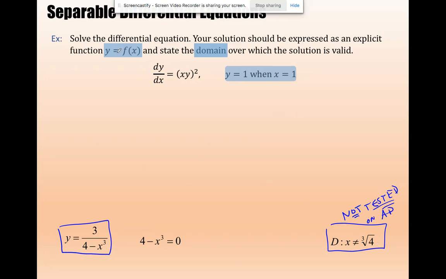AP does sometimes ask you to get y by itself, so make sure you pay attention to those directions. AP does sometimes say solve the differential equation, even knowing that you have to separate to solve, but sometimes they will insert the word separable. Regardless, if you are supposed to separate and you don't, no follow-through points.